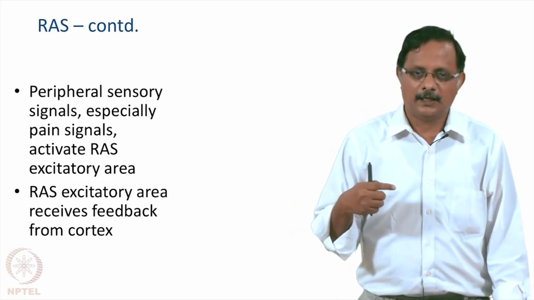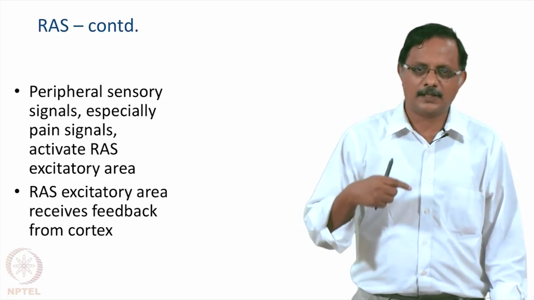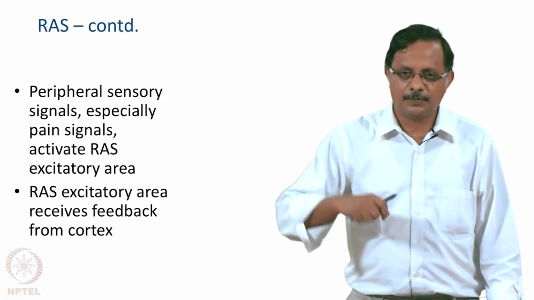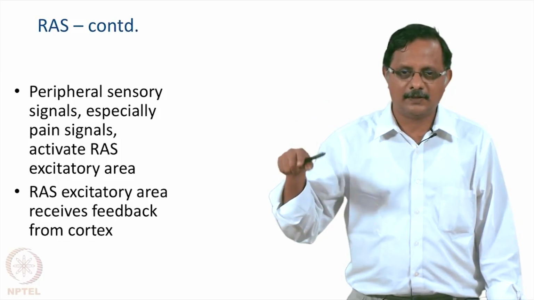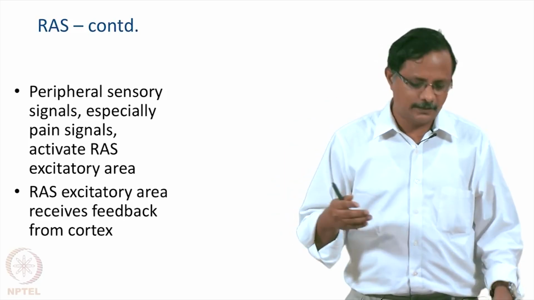Therefore, the RAS also receives feedback from the cortex. So, when you pinch yourself, this signal goes to the somatosensory cortex, and then that sends feedback to the RAS, and that in turn changes the arousal.